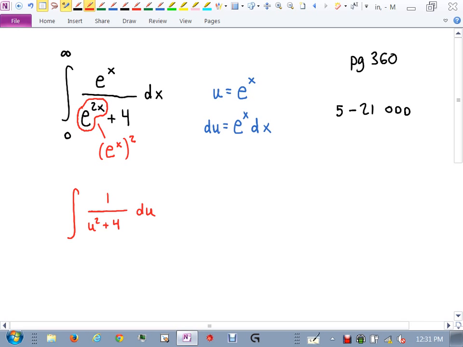And that right there is arctan, right? You could do trig sub, but you have a formula for this. The integral of 1 over u squared plus a squared has antiderivative 1 over a arctan of u over a. So you have 1 over 2 arctan of u over 2.